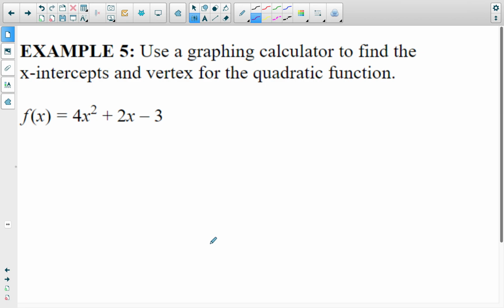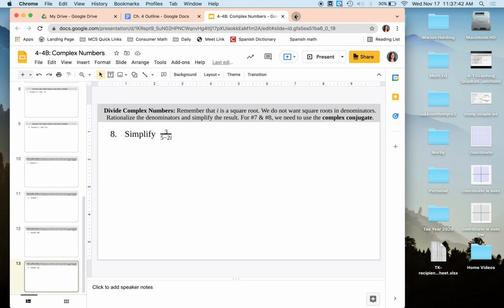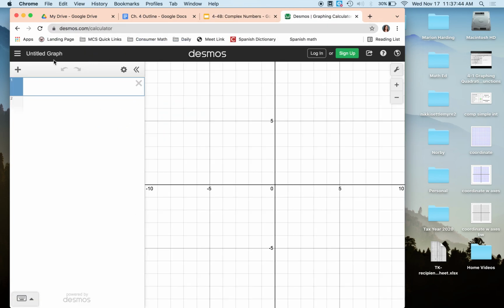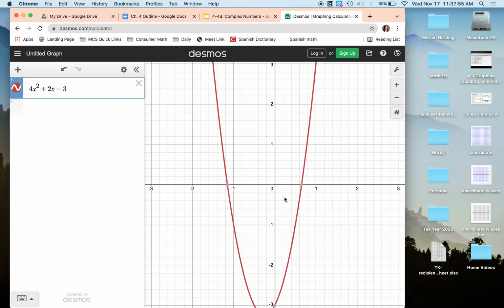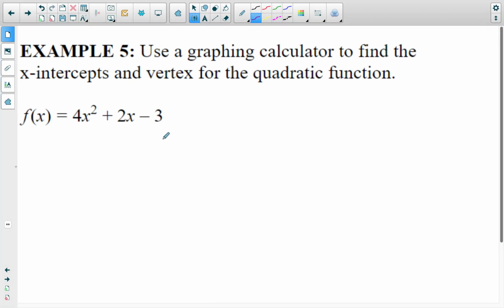We can also use a graphing calculator to do this. I want to get us more familiar with using a TI-84, so that is where we are headed. For now, though, in this video, we can look at Desmos and see how to do this. So 4x squared plus 2x minus 3. And then to get the x-intercepts, you just click on them. It shows them pretty nicely in Desmos. And then to get the vertex, Desmos also highlights that for you. Then you would just label them.